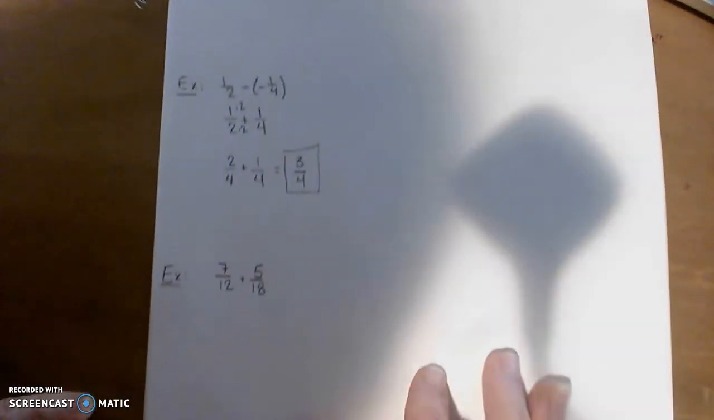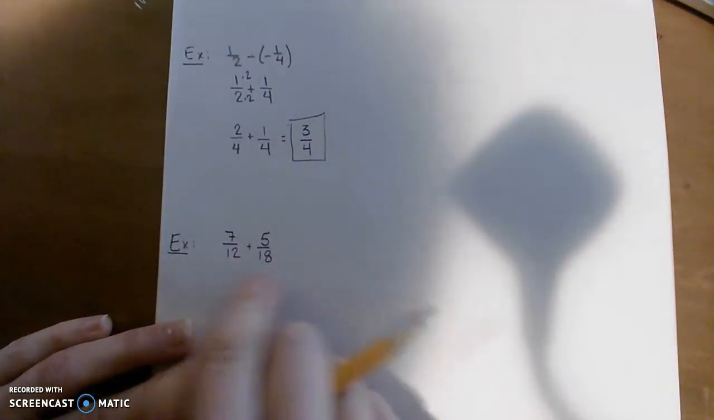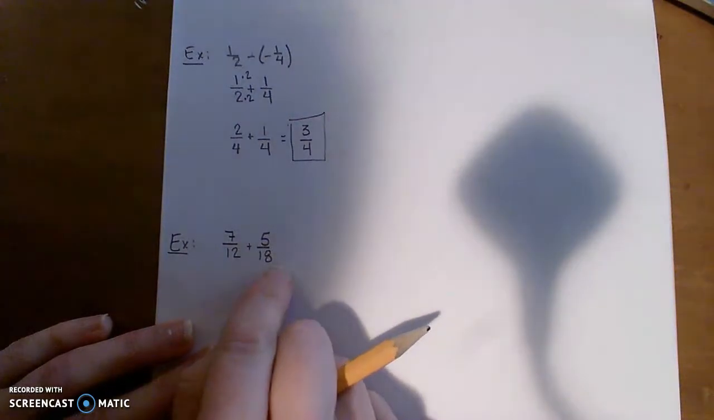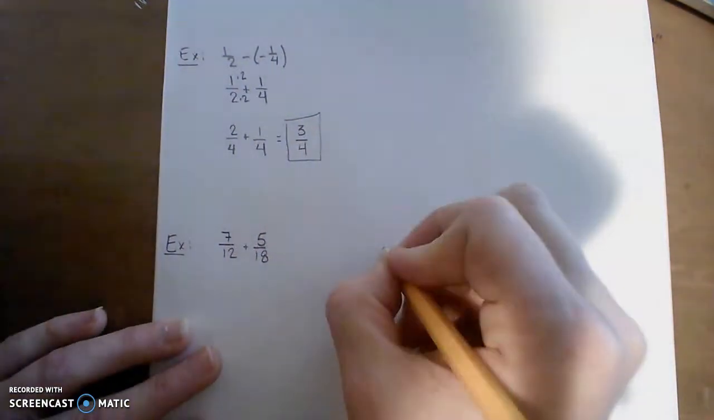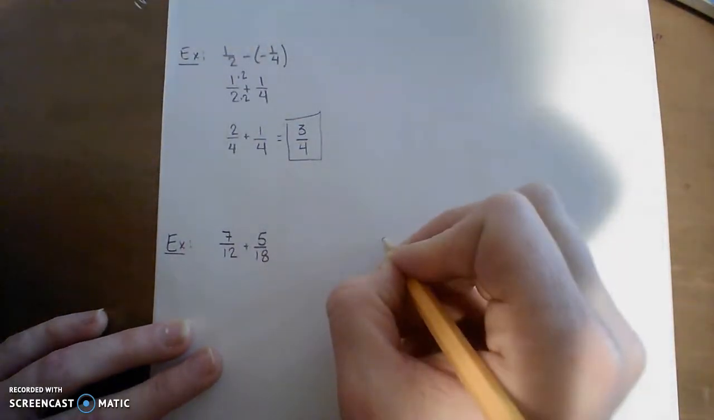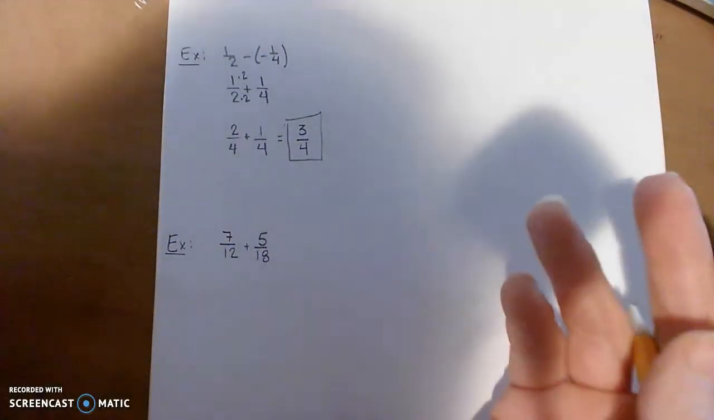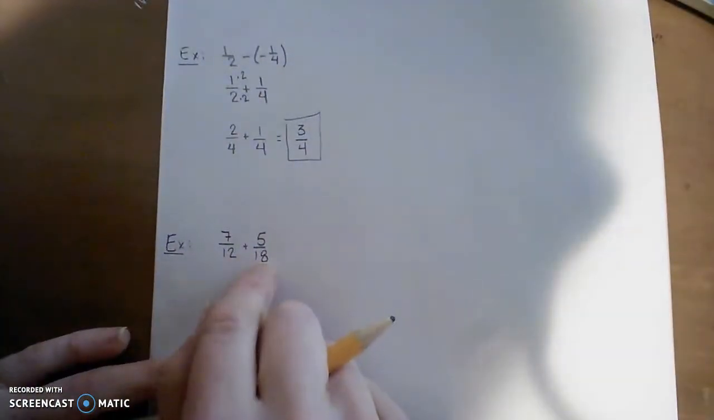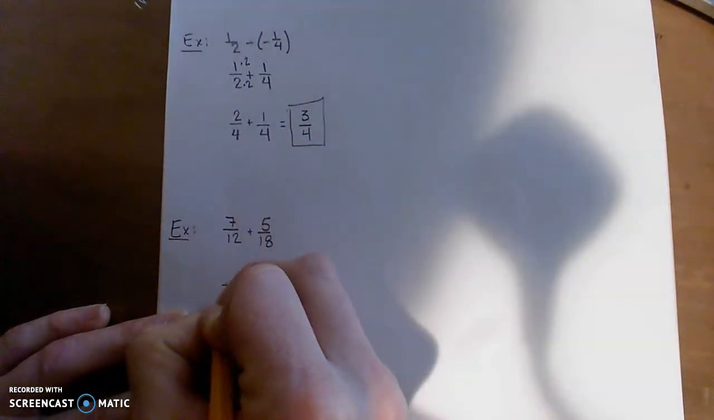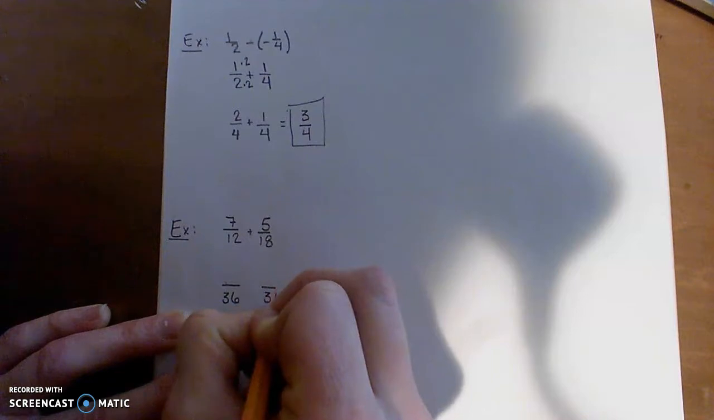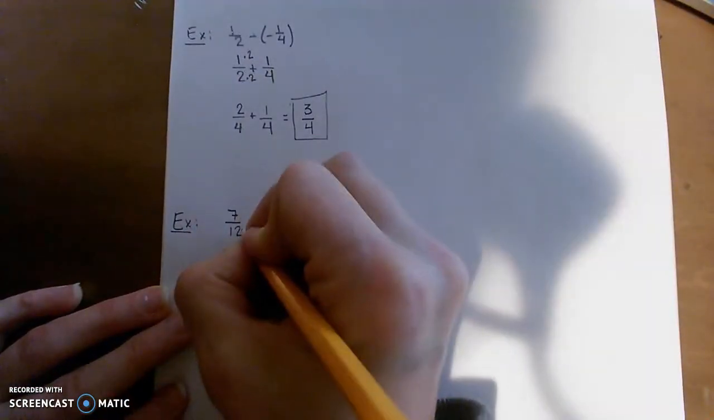All right, now let's do one that requires a little bit more work. 7/12 plus 5/18. Now I have to figure out what is the least common multiple of 12 and 18. It doesn't have to be the least common multiple, but that's the one that requires the least amount of work from us. And we just did this in the previous video, and I think that we found that the least common multiple for those two numbers was 36. So I'm going to write each one of these fractions with a denominator of 36. And again, we did this in the last video.